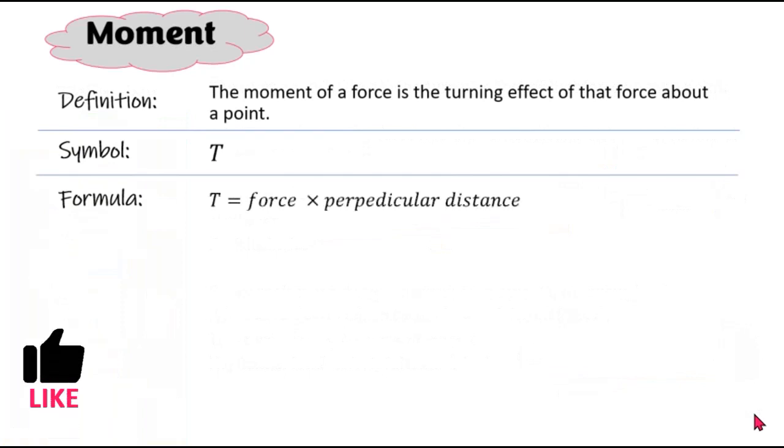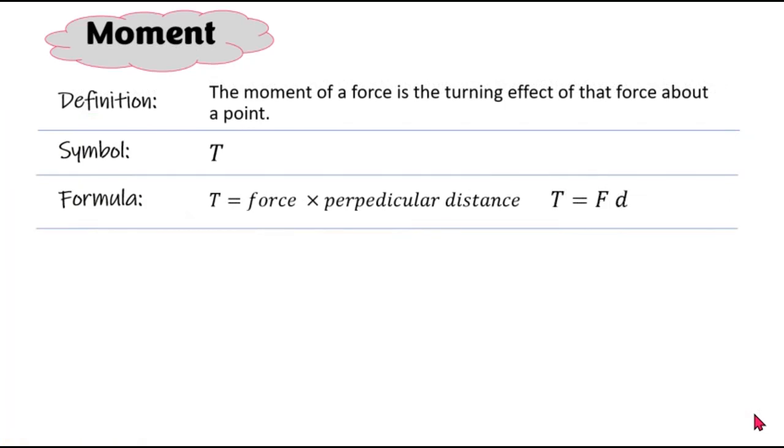Moment of a force is equal to the force times the perpendicular distance. It's key that it's the perpendicular distance. In symbols, it's T equals F times D. In some instances you'll see F times S or F times X. Either one is acceptable, as long as it represents moment and it's force times distance.